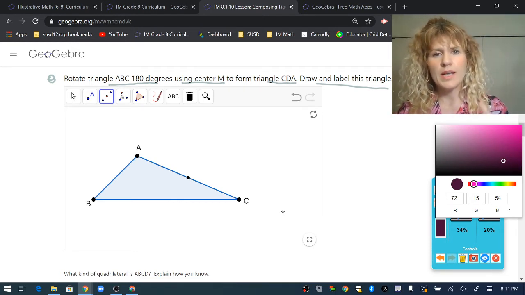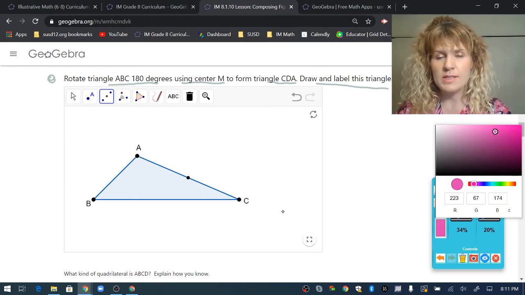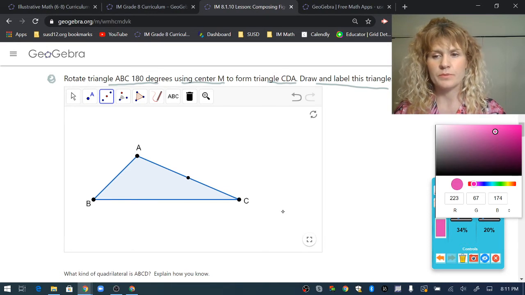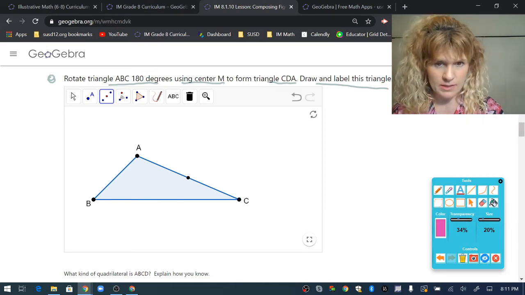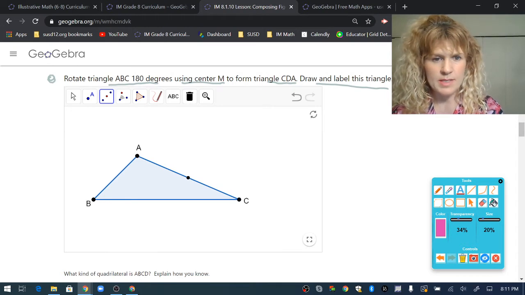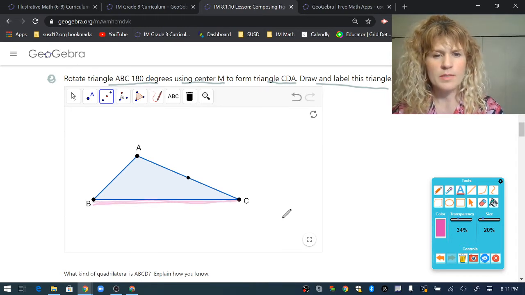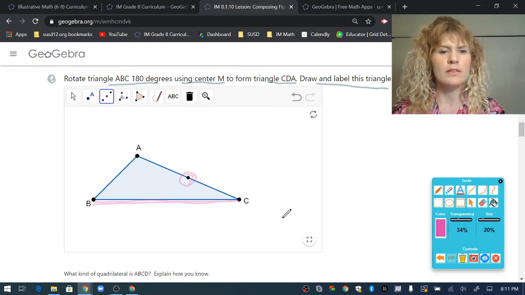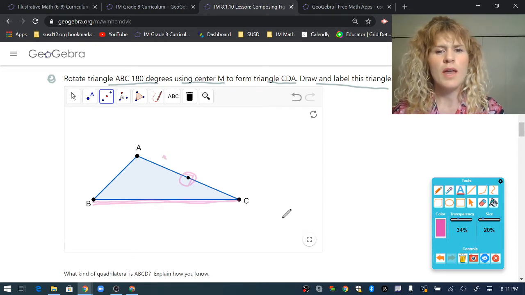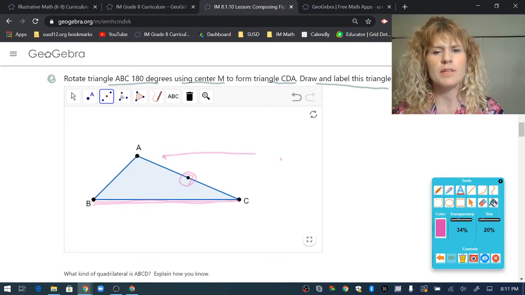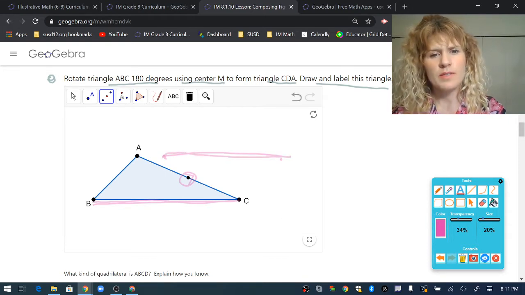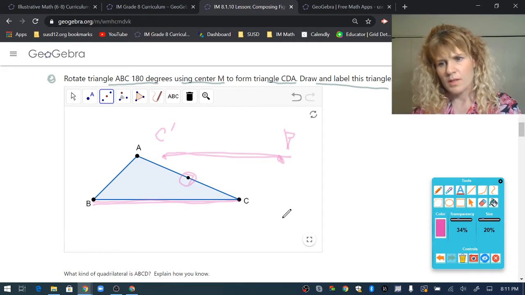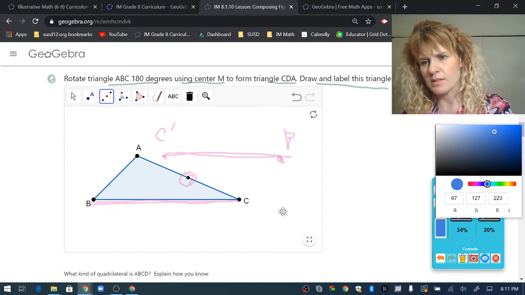Remember that when you rotate a line segment 180 degrees, you get a parallel line. So let me sketch in what I think this is going to look like. Here is line BC. And if I rotate around the center here, M, I'm expecting a parallel line. Probably, C is going to go over here, and B is going to go over here. Something like that. So this is going to be C prime, and this will be B prime. Let me change colors, and I'll estimate other lines here.